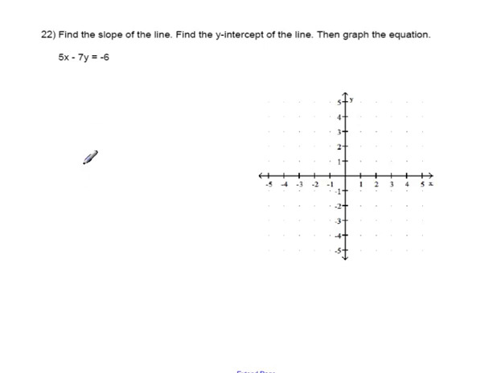Okay, find the slope of the line, find the y-intercept of the line, then graph the equation. This would be best done by putting the equation into slope-intercept form. And if you remember, that's y equals mx plus b. So once again, solving for y is very important. So we'll subtract 5x from both sides of the equation, bring down the negative 7y, bring down the negative 5x minus 6, because these are not like terms.